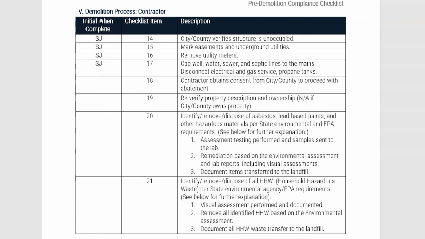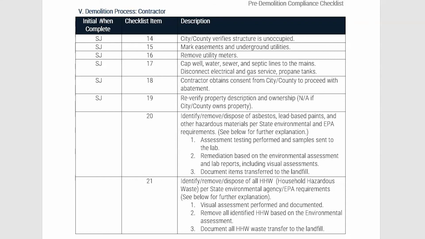In number 18, the contractor will obtain consent from the subrecipient to proceed with all required abatement. The subrecipient can place NA in this box if there was no abatement required for the property. In number 19, the subrecipient should re-verify the property boundaries and ownership.